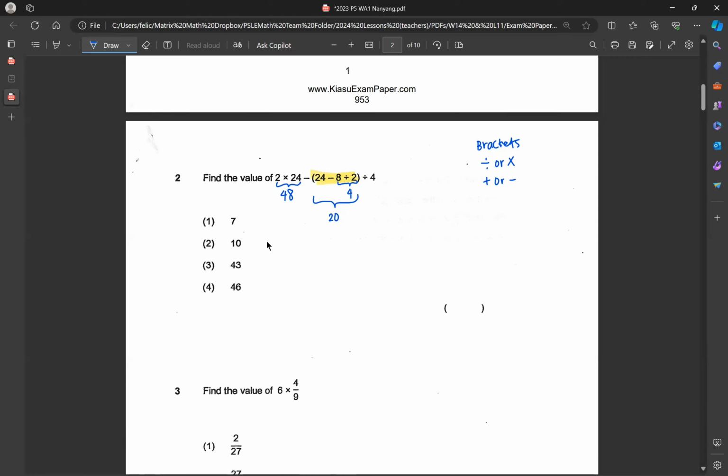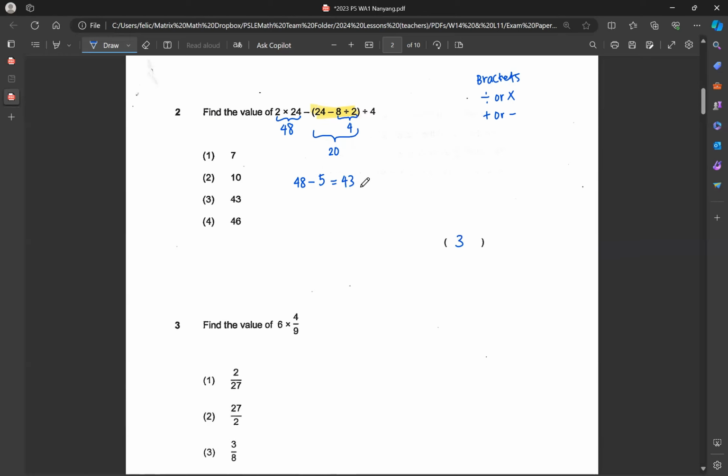And notice then here I have a division also. So should I do 48 minus 20 first or 20 divided by 4 first? Based on what we just discussed earlier, of course, you have to settle this one first. So the 20 divided by 4 first. This actually gives us 48 minus, I bring down the minus sign, 20 divided by 4 will be 5. So this will be a 43. So the answer will be number 3.